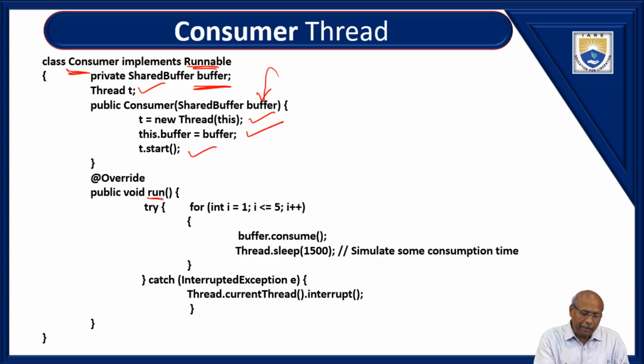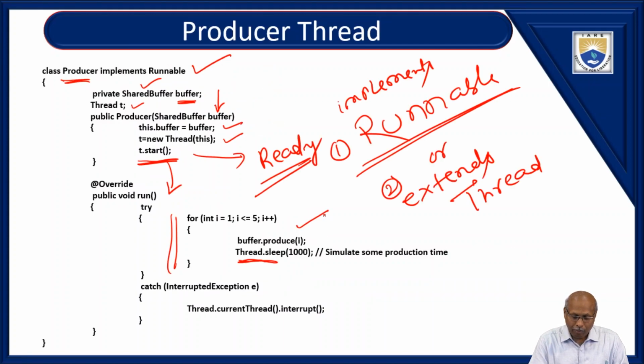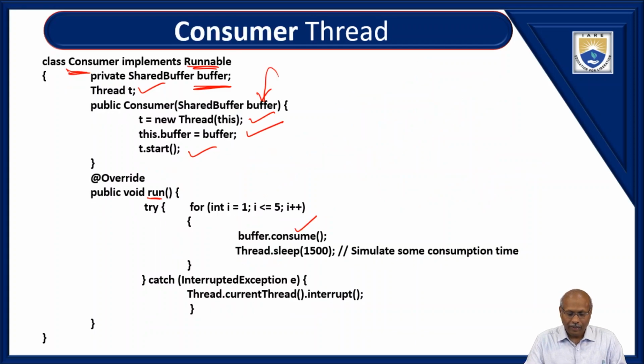Now, the run method, what will it do? It will try to consume. How many times? Because you are producing 5 items, it is now my responsibility to consume 5 items. So here buffer.consume. Earlier I wrote buffer.produce in the producer class, whereas in the consumer class I have to consume. Whatever item you have produced already, the same thing I am consuming.